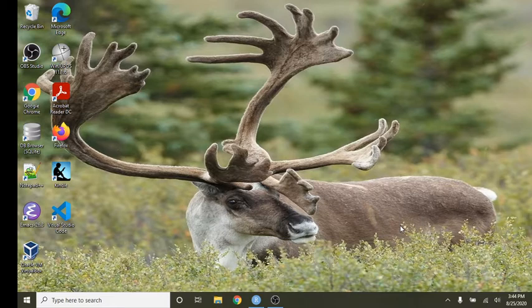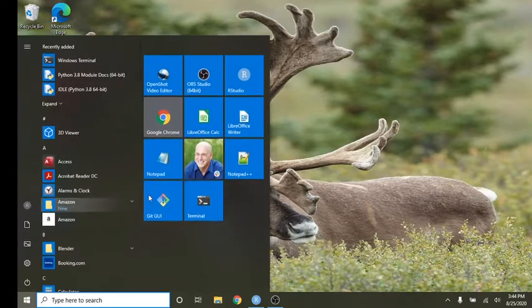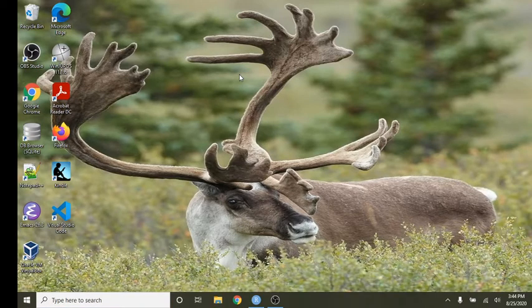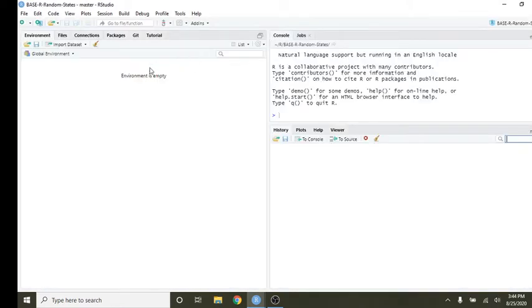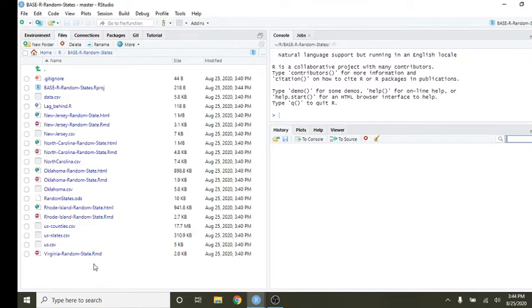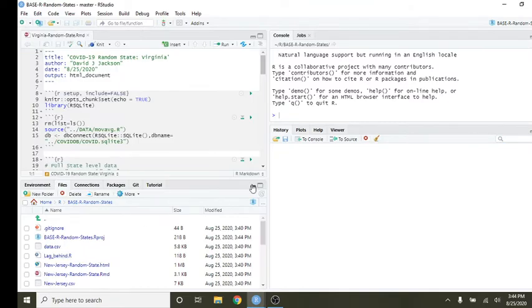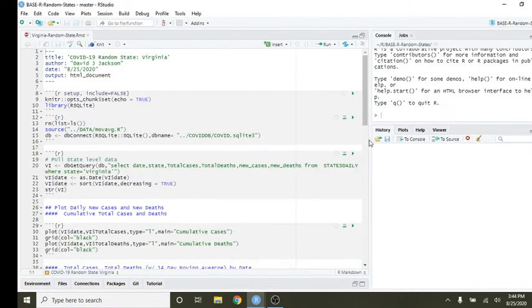Okay, so it's time for the random states quickie, and today's quickie is for the state of Virginia. I have some code I put together, so let's walk through this, a quick, maybe 10-minute walkthrough. We'll see exactly what's going on here. Okay, here we go.